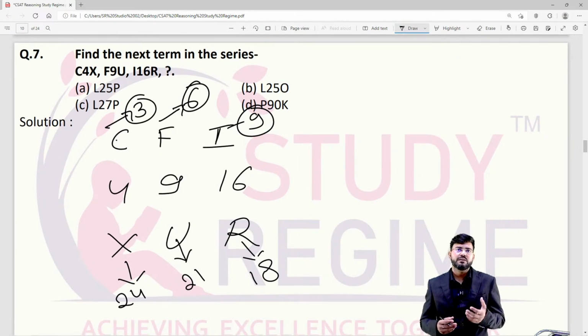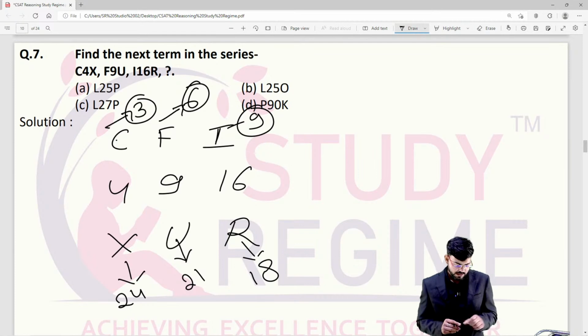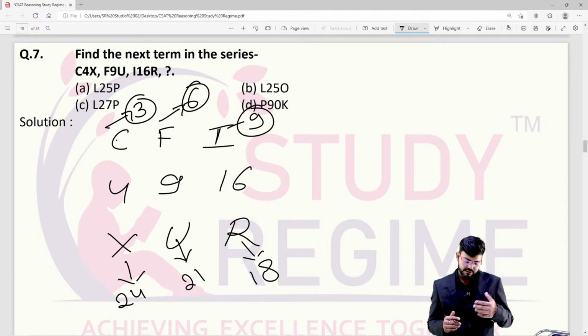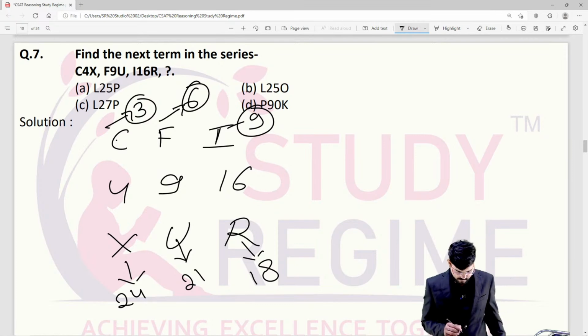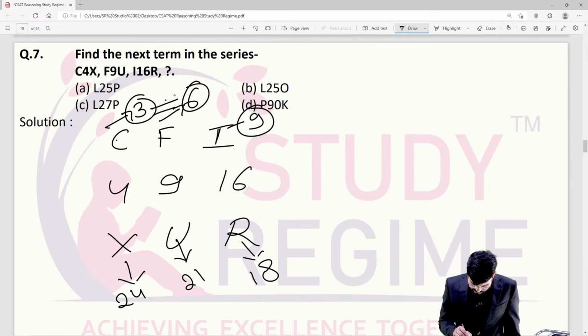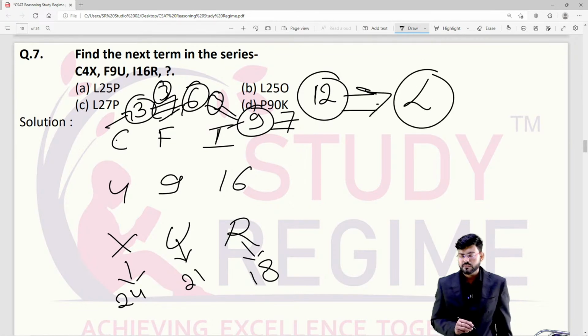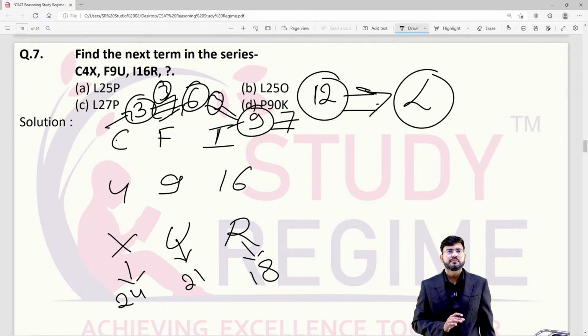Likewise, like the previous question, here we have written the numbers over these alphabets. If C is there, you have to write 3. If F is there, 6, I is 9. Now let's check the difference. Here the difference between these two is 3, here also 3. So what will be the next? It will be 12. So 12 is coded as L. I got the first letter. 12 is coded as L.